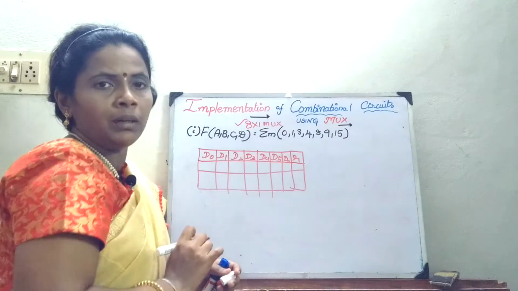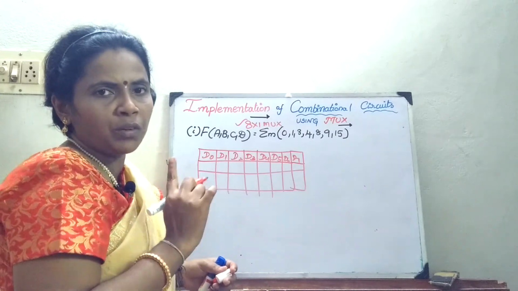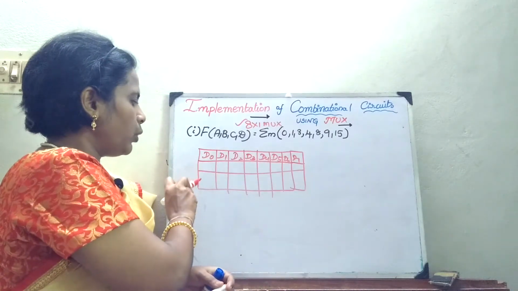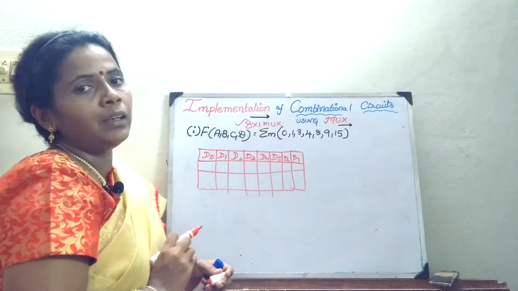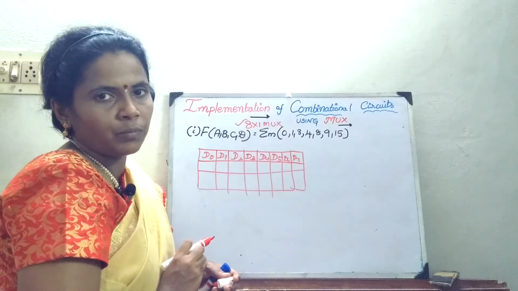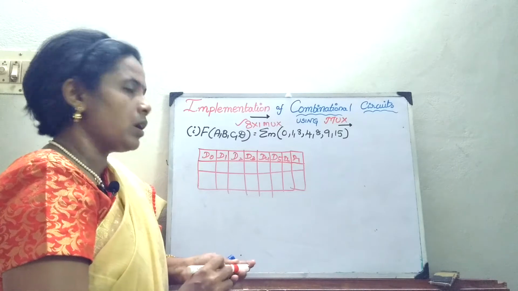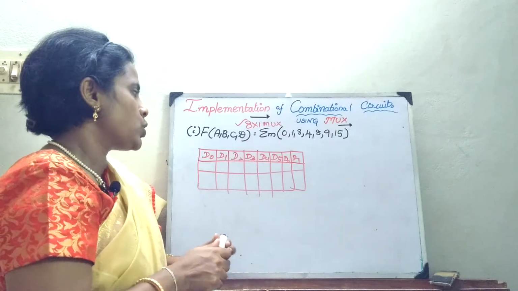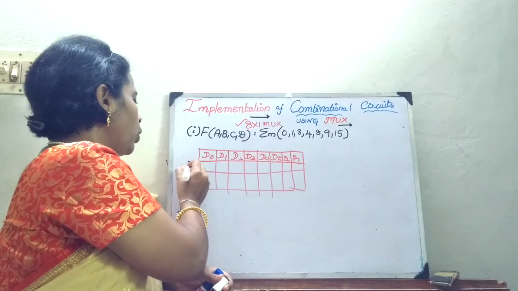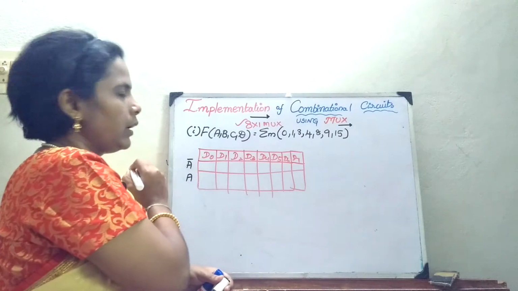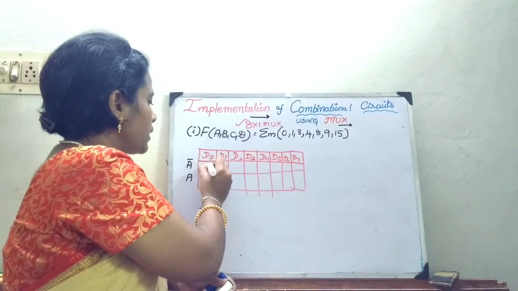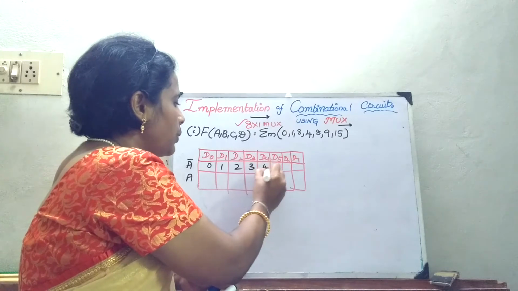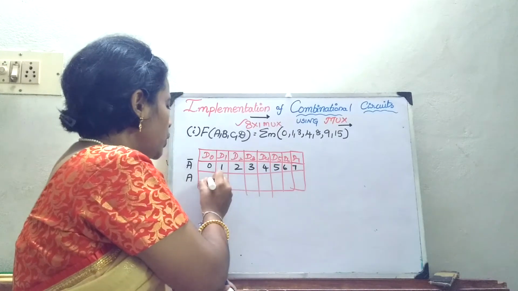So as usual, divide the data because the input is from 0 to 15. Divide it into 2 rows in order to accommodate the expression data. Now what is the concept? A variable can take only 2 combinations, A bar or A. Now you fill the data. What are the possible values? 0 to 15.